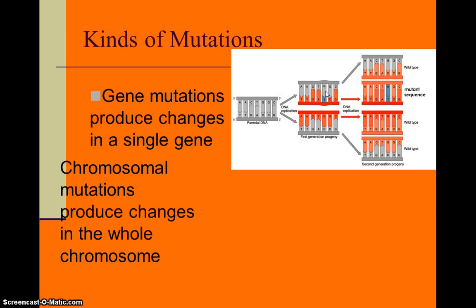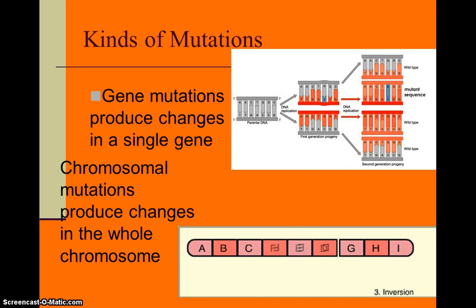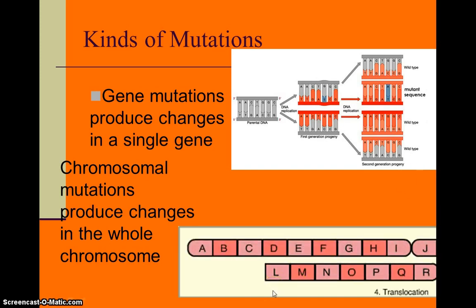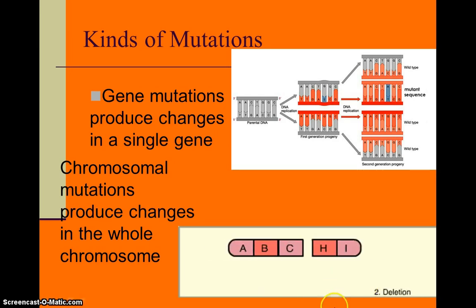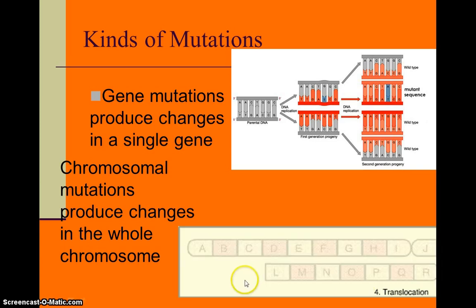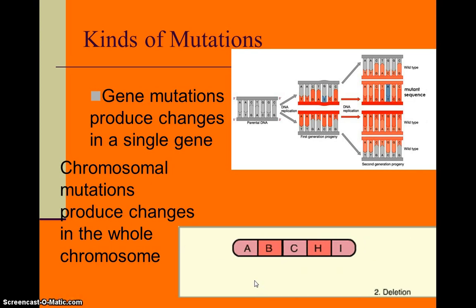Chromosomal mutations produce a change in the whole chromosome. So right there, it's showing you the process. First we have the original, then we have a deletion, that's another one. Then we have an inversion, which is going to be something flipped. Translocated, so it's going to be located differently. And then last, duplication, where we have a gene that's doubled.